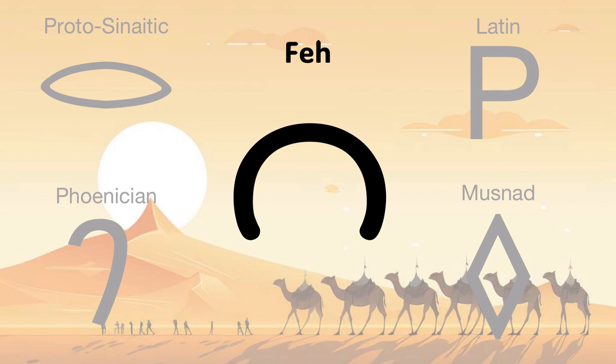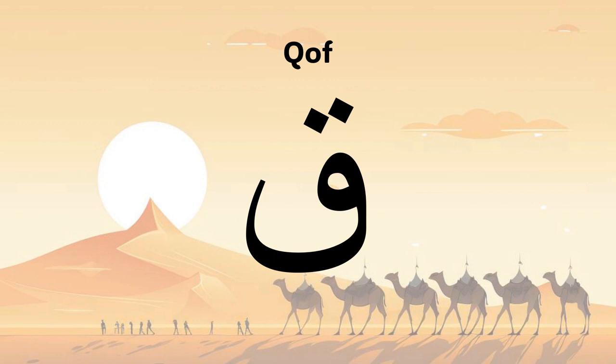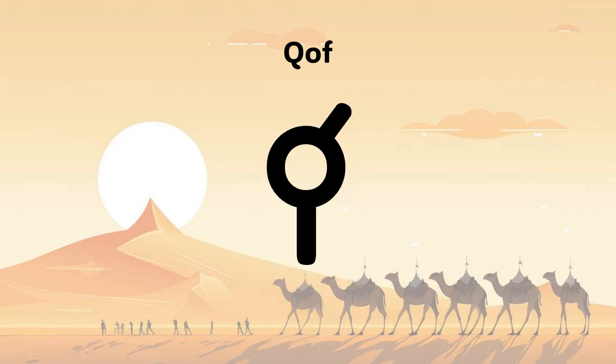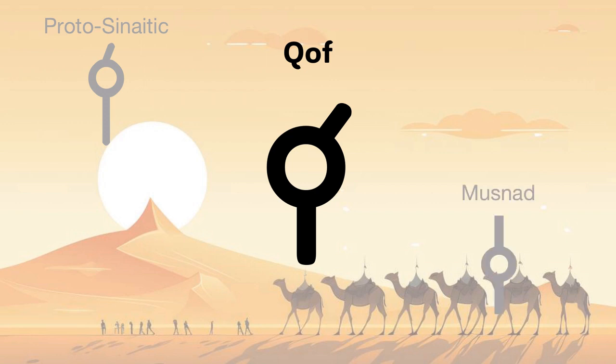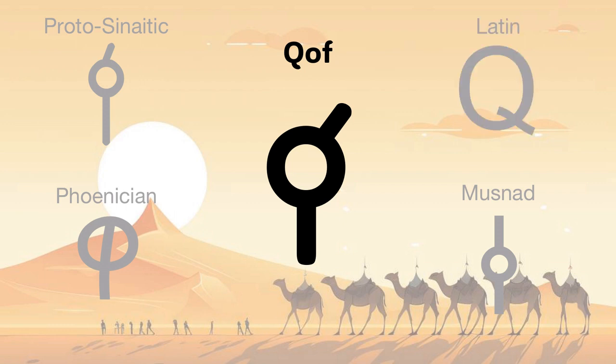Our next letter is Qaf. The Dadanitic Qaf, like some Proto-Sinaitic forms, has a slightly off-center top stem, although straight variants also exist for both. The Musnad form is identical to the straight variants. In Phoenician the stem began to move inside the circle. And our modern Latin Q is based on this.